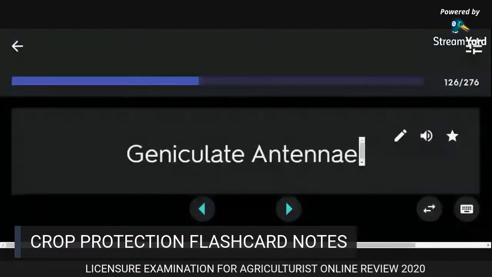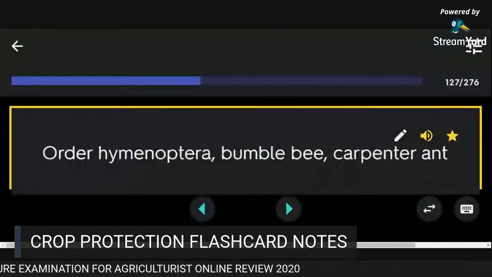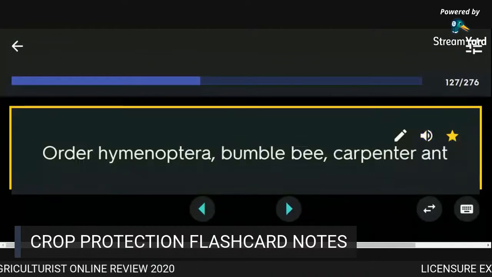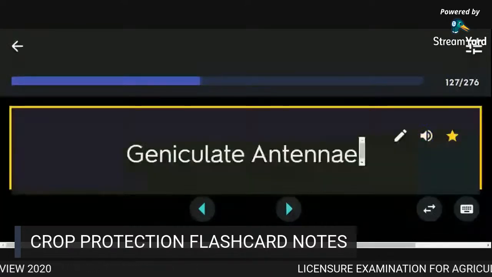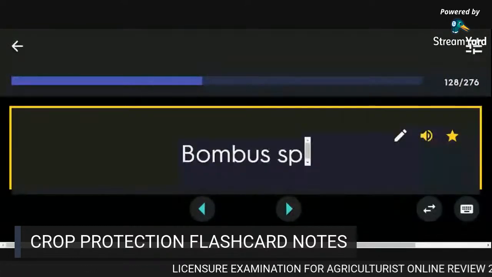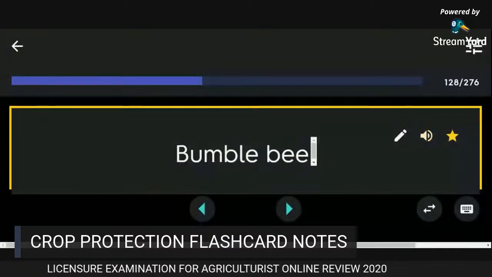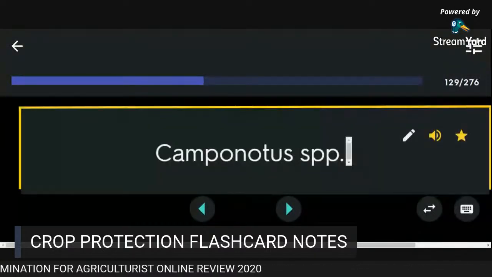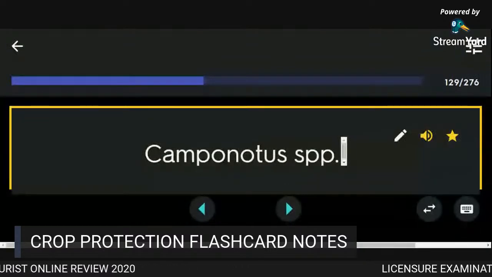Order Hymenoptera, bumblebee, carpenter ant. Geniculate antennae. Bombus sp. Bumblebee. Camponotus spp. Carpenter ant.